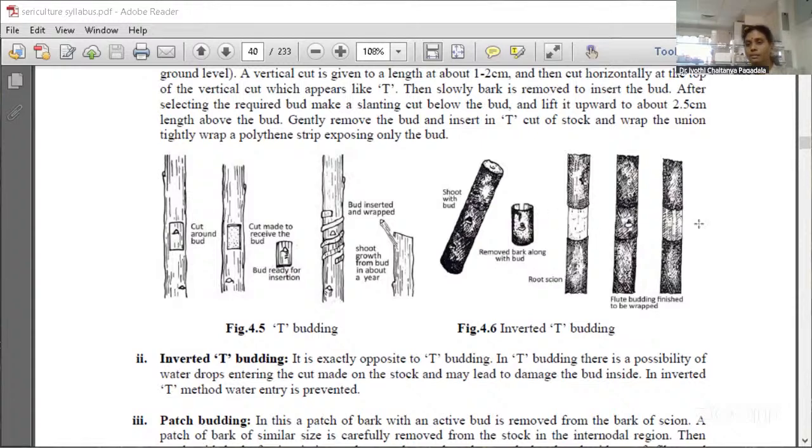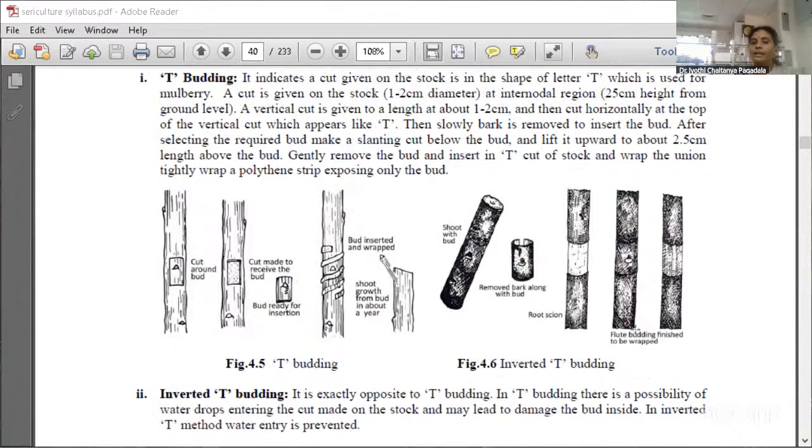Here we can insert the bud invertedly and flute the bud with the help of the polythene cover. That is finished by wrapping. That will not allow any water to enter into the bud and damage it. What is patch budding?